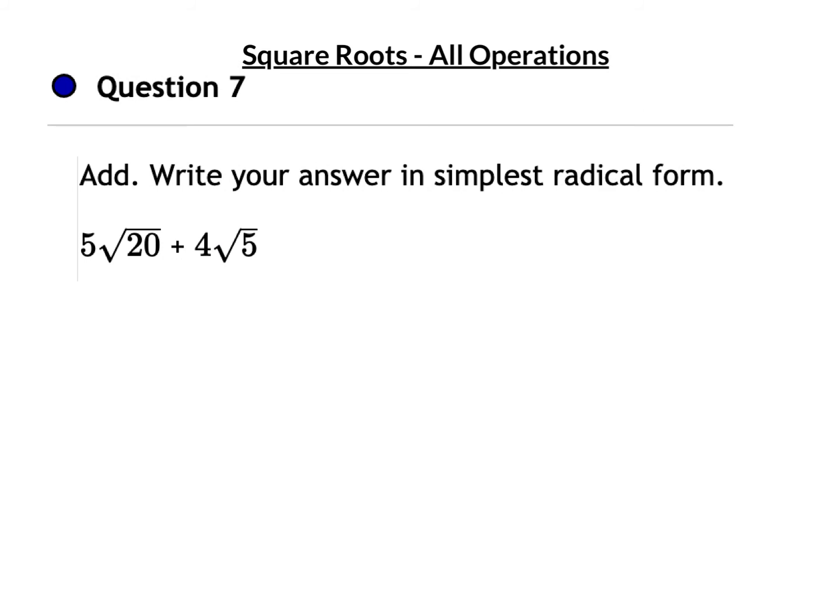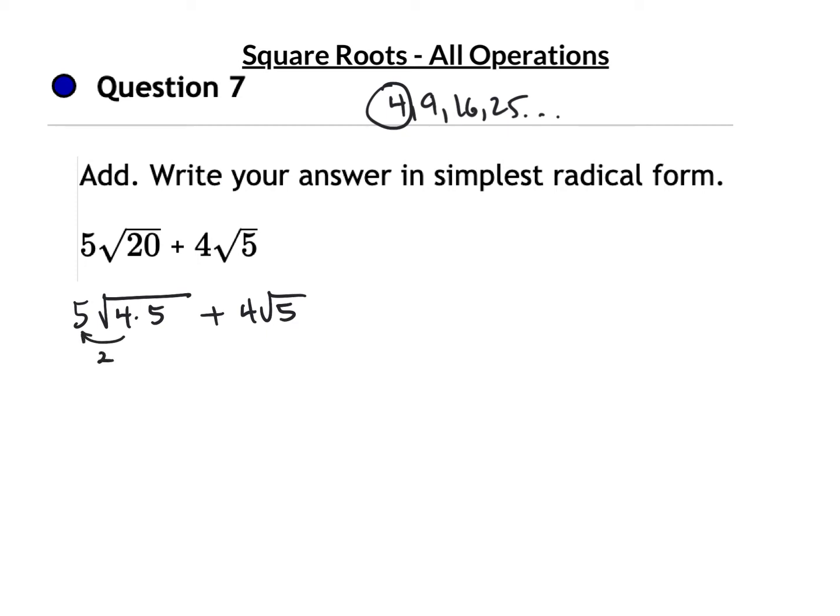Question 7. I can't add these as they are because they're not like terms. But I look at 20, and I'm pretty sure that 20 has a perfect square in it. 4, 9, 16, 25. I don't have to go very far because 4 divides into 20. This is 4 times 5. The square root of 4 is 2. I take that 2 out front and I multiply. 2 times 5 is 10. 10 root 5 plus 4 root 5 is 14 root 5.